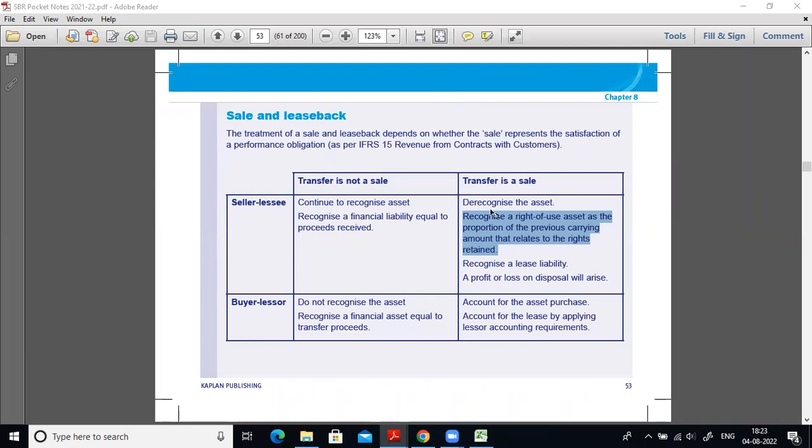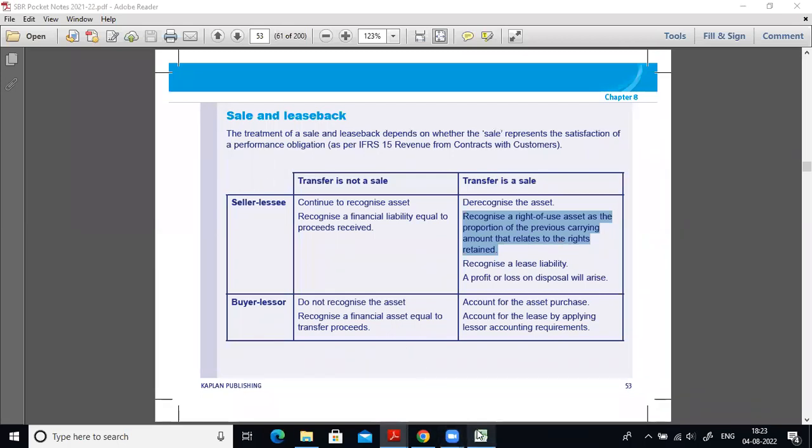So here you can see, recognize the right of use of asset as a proportion of previous carrying amount that relates to the rights retained. As I mentioned, that relates to the rights retained. Clear? Now the proportion of the rights retained is nothing but your carrying value only.